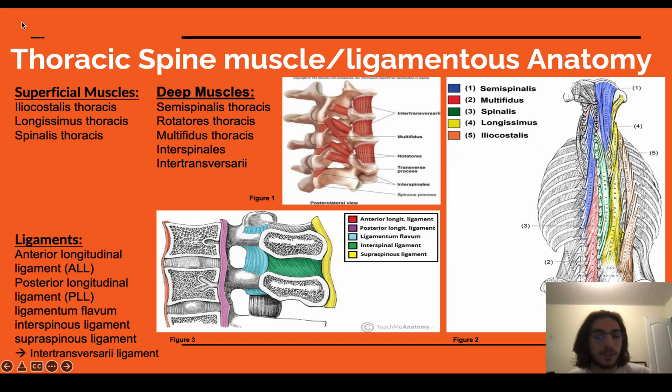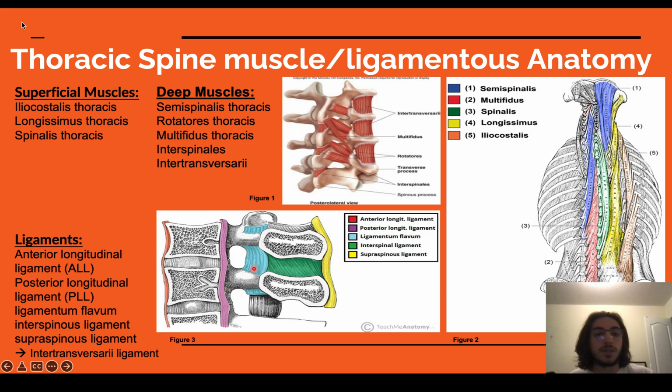So the ALL, which can be seen as the red ligament in the diagram, runs anteriorly all the way from the anterior tubercle of the atlas to the sacrum. So the main function of this ligament is to support the anterior vertebral bodies and limit extension. So the PLL, which can be seen there as the pink ligament, attaches to the posterior intervertebral discs and runs from the axis down to the sacrum. The main function of the PLL is to limit flexion and support the posterior vertebral bodies and discs.